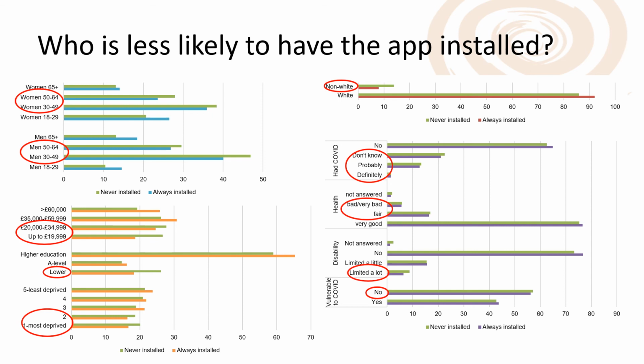In terms of health, those who didn't know whether they had contracted COVID-19, probably had it, or definitely had it, were all less likely to have the app installed, as were respondents who rated their health as bad, very bad, or fair, those who felt they were limited a lot by a disability, and finally those who considered themselves not vulnerable to COVID-19.